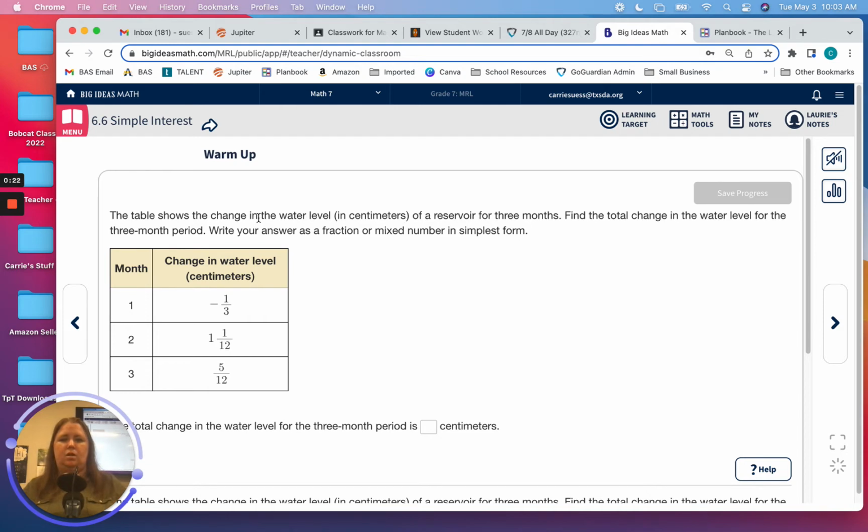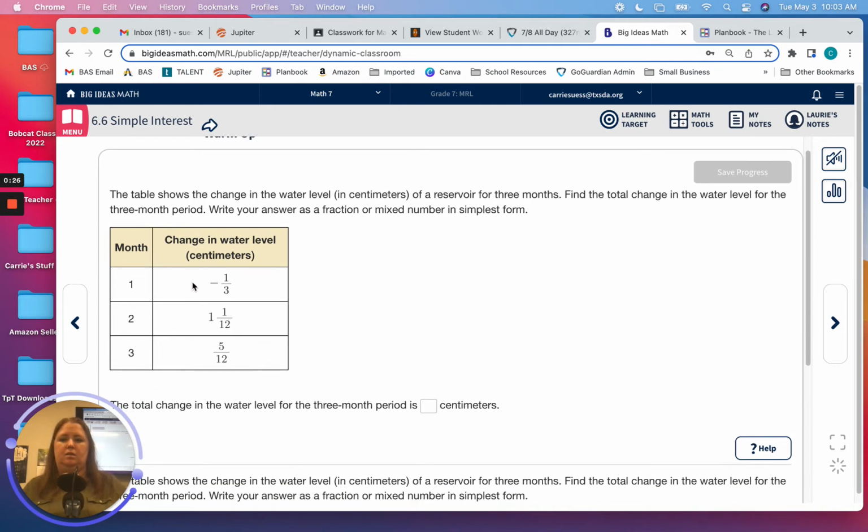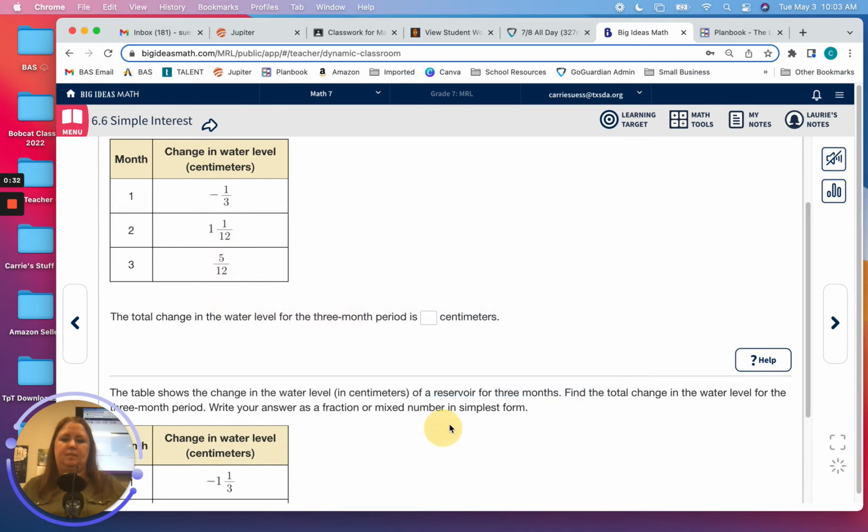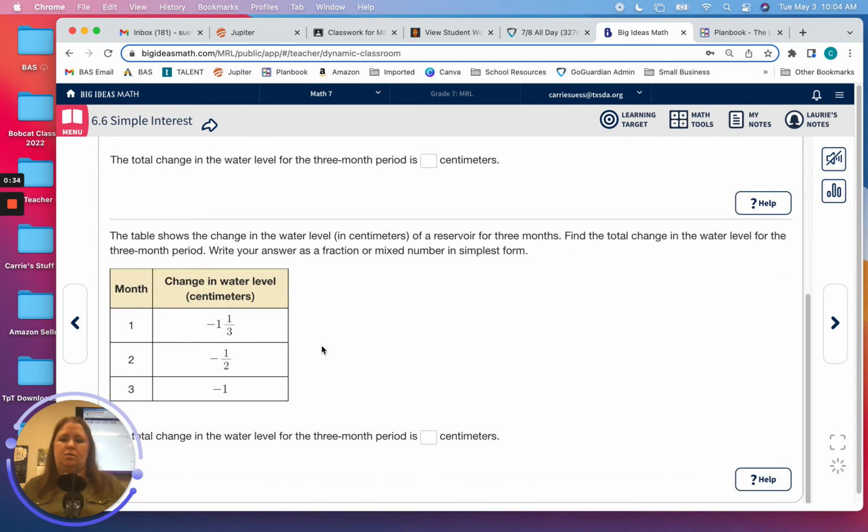Change in water level. Find the total change in water level for the 3 months. So what happens between month 1, 2, and 3? What's the total change? And you'll put that here in centimeters. And then do it again for the second one. Find the total change in water level for this 3-month period. All right, let me go see how y'all are doing.